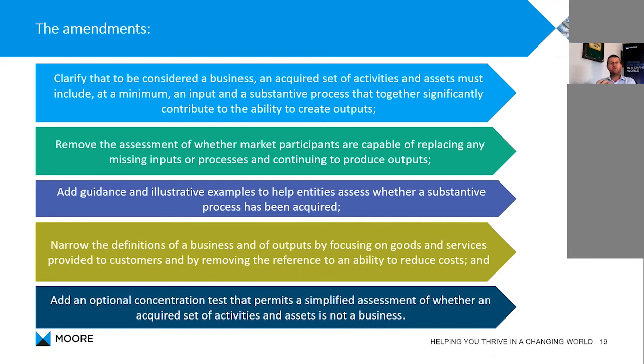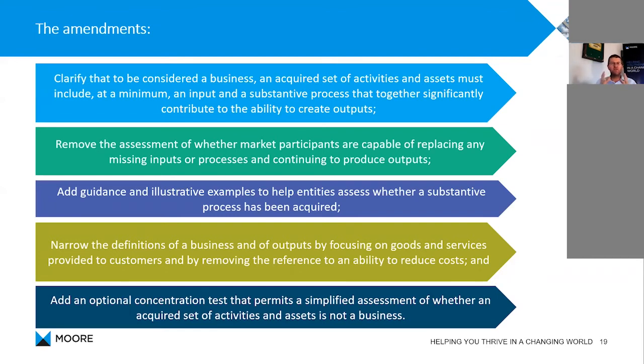They might not have had those processes, but you could replace them, or it could reduce your costs, and that could be considered a business. They're the things that they've narrowed and reduced. So in reality, what's happened here is that the bar's been moved higher to say you're actually a business. And the last thing they added was an optional concentration test that permitted a simplified assessment of whether an acquired set of activities or assets is not a business.